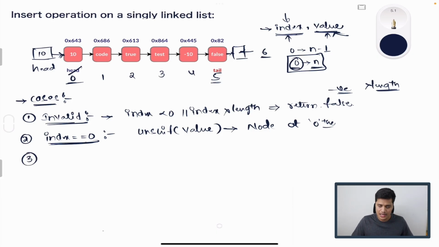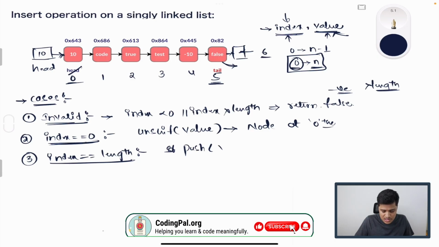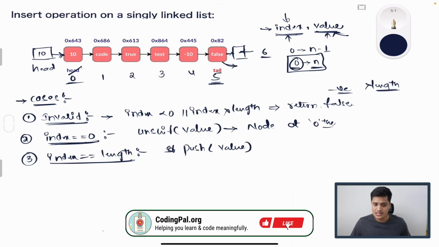And as part of the second case, let's say the index given by the user is equal to the length of the linked list. That means that the last node is at the index length of the linked list minus 1, but the index given by the user is equal to the length of the linked list. That means that we have to insert a new node after the tail node. That is nothing but a push operation that we have already implemented. In that case, if the index is equal to the length of the linked list, we will simply call the push functionality with the value that the user has given.